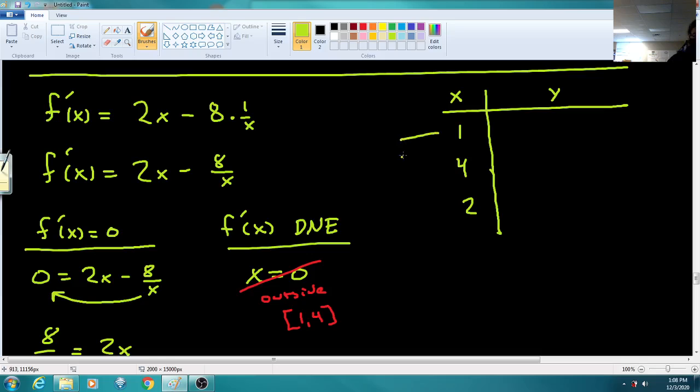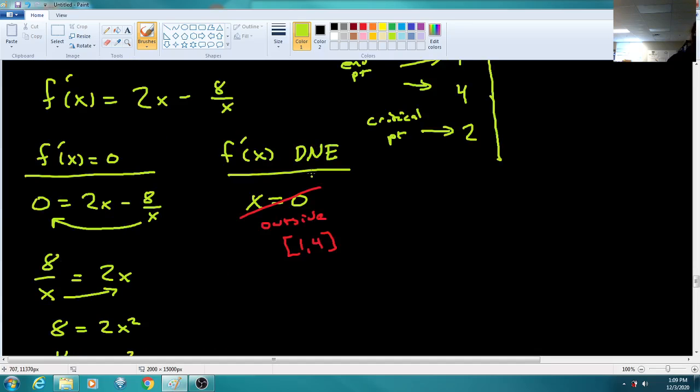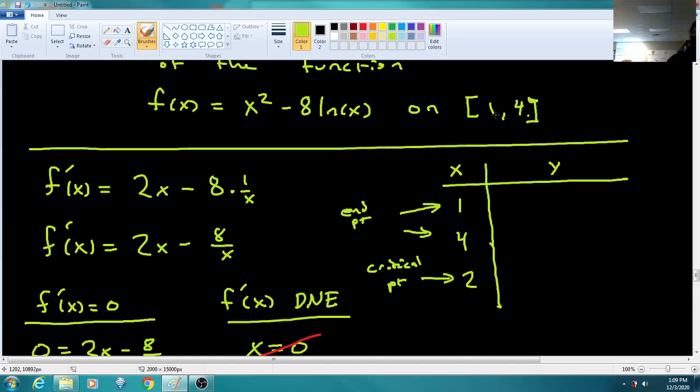So 1 and 4 were endpoints. 2 was a critical point. And the other critical points weren't in between 1 and 4. They were outside of that region, so we don't check them because they're not within the region where we want to figure out what the y values are, maximum or minimum. So I'm going to type in my function, and we're going to see what y values we get back from that. So we get x squared minus 8 natural log of x.